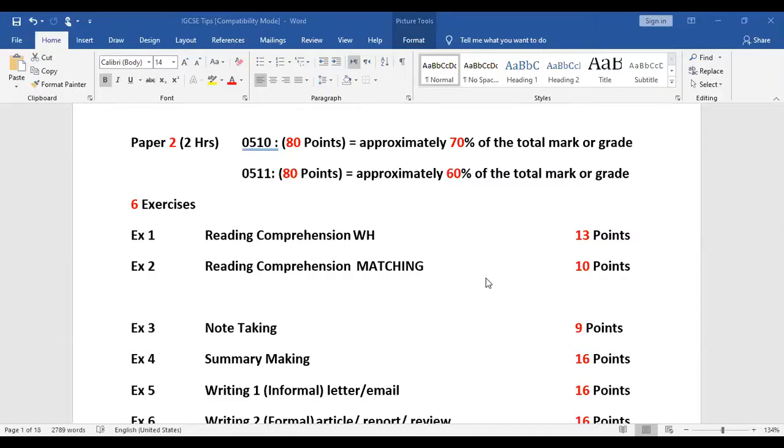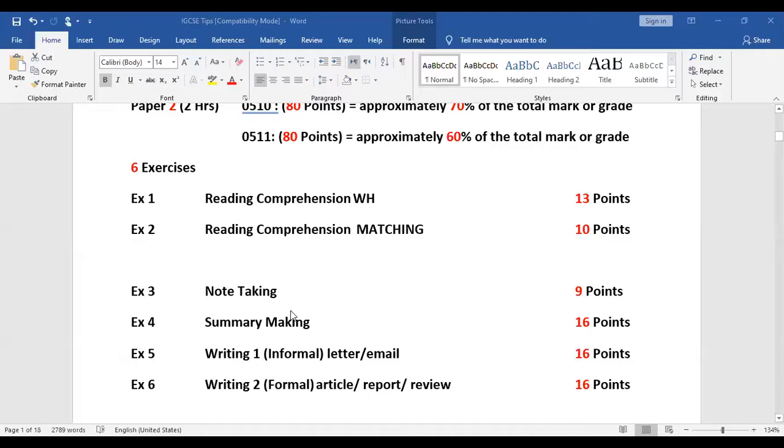Then exercise three will be a note-taking or note-making exercise where you read a text followed by some headings. They range between two to four headings, and you need to provide some notes. And remember that your notes should be quite short.